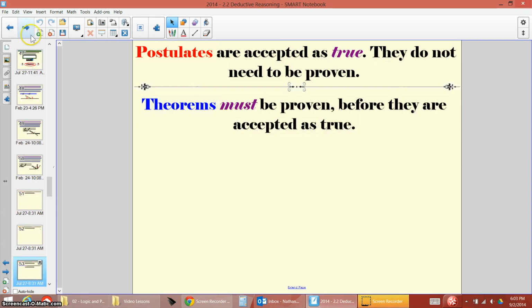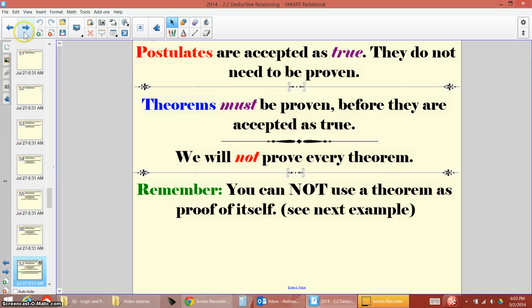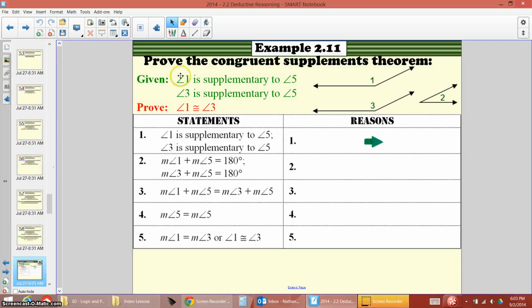Okay? So theorems must be proven before they are accepted as true. We have to take a couple of postulates and combine them together to create a theorem. And once we come up with a theorem, then we can say that it's answered. We're not going to prove every theorem, but I'd like to be able to do that if I had time, and eventually one day we might get to that point. You cannot use a theorem as a proof itself. On this next example, you can't just say the theorem. You have to take me through it step by step. So right here, given 1 is supplementary to 5, and 3 is supplementary to 5, prove angle 1 is congruent to angle 3.